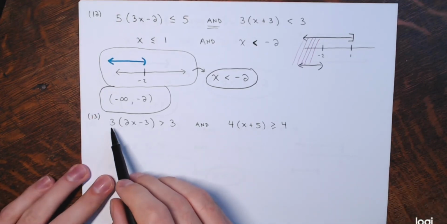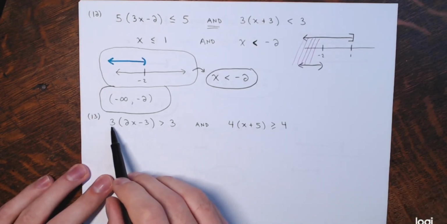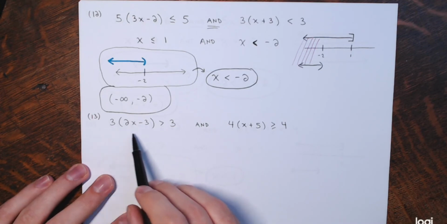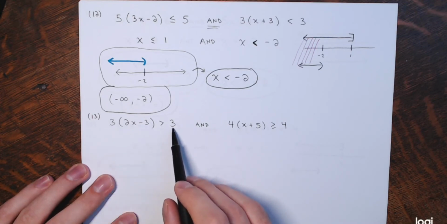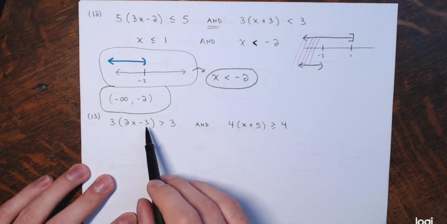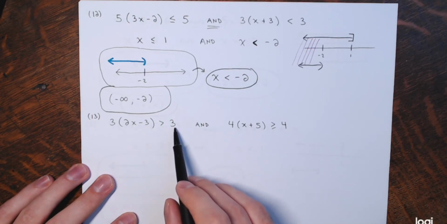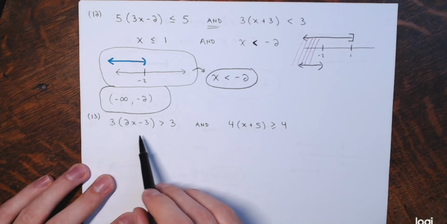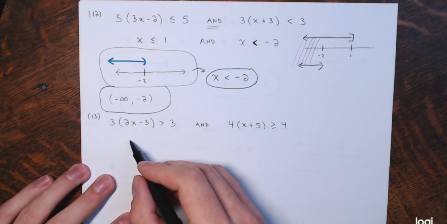All right, so for number 13, again, to solve this, get the variable alone on the left. I would divide by 3, turning this into 1 on the right. I would then add 3. 1 plus 3 is 4 on the right. And then divide by 2. 4 divided by 2 is 2. So I'd end up with 2 on the right.